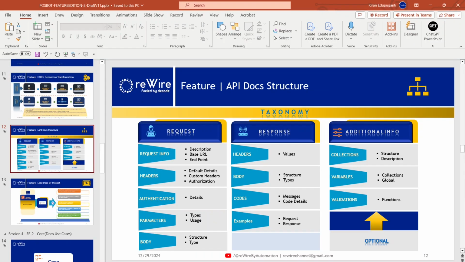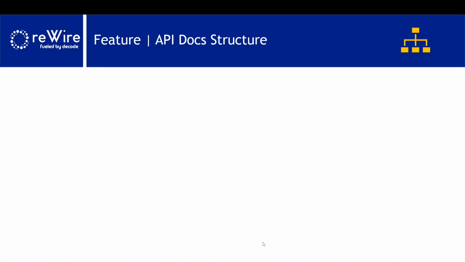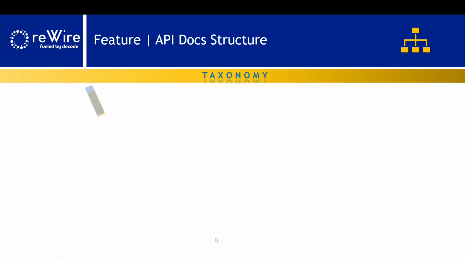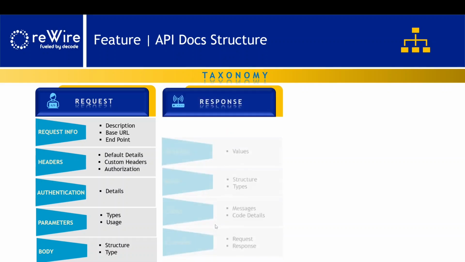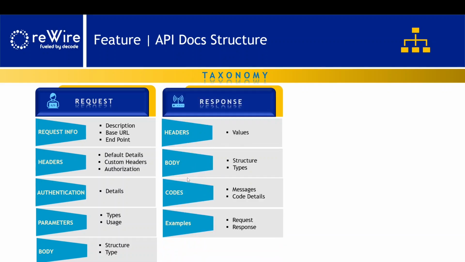Here in this one, if you see here, we have the request info, headers, authentication, parameters, body, and then the headers, body, codes, examples. These are the things that we have included.